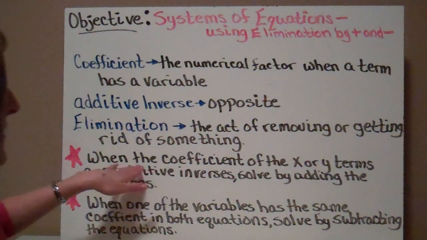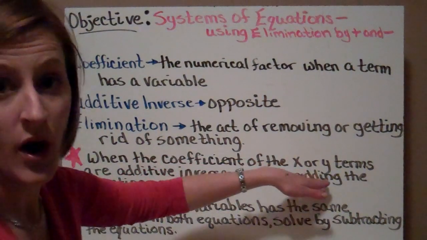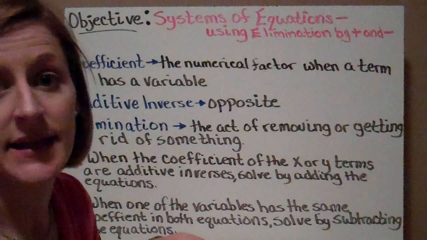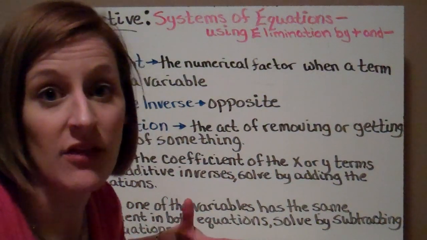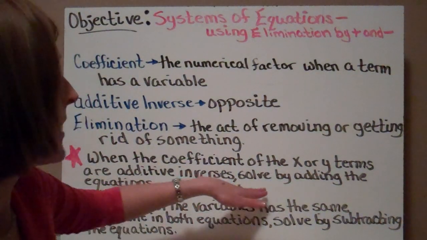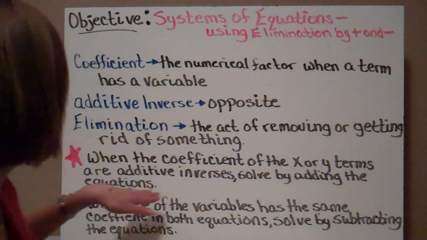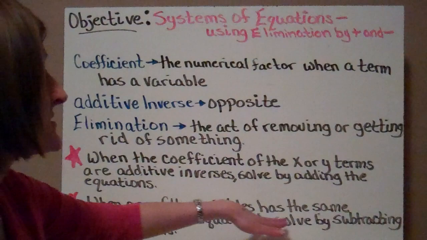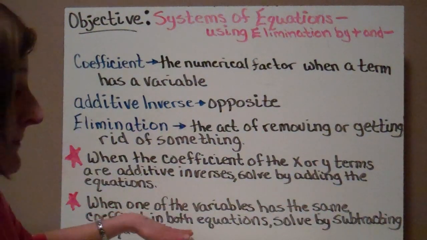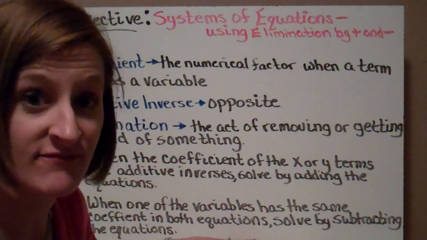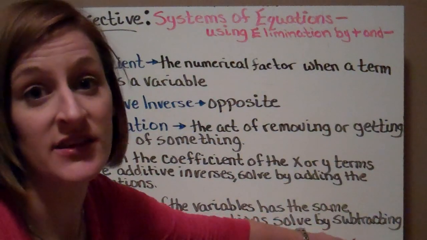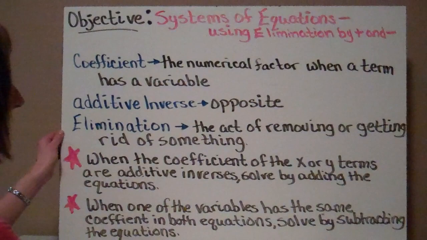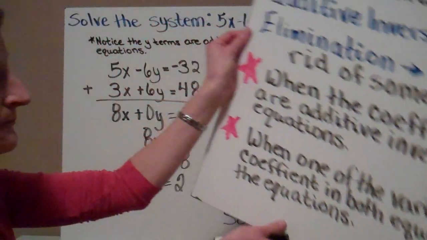So basically, when the coefficients of the x or y terms are additive inverses, meaning like -5 and 5, you add them together and it gives you 0, you're going to solve by adding the equations, okay? Now, when one of the variables has the same coefficient in both equations, like 5x and 5x, we're going to solve the system by subtracting the equations. So let's look at some examples with this.